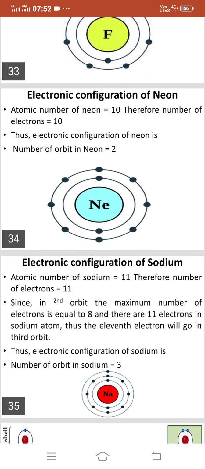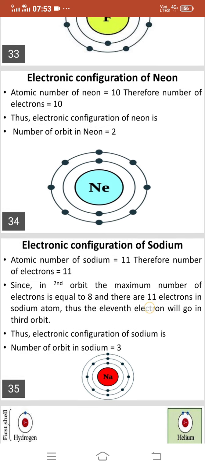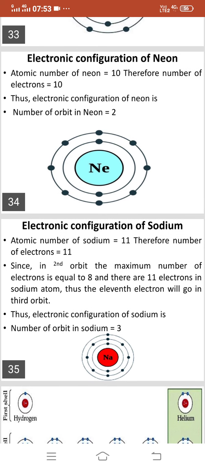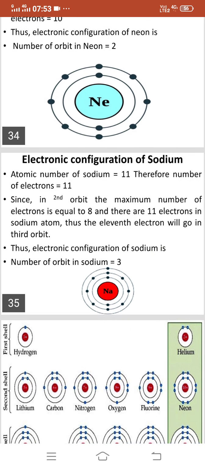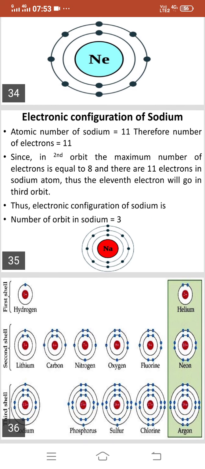Then you can see sodium. Atomic number of sodium is 11. Electrons are also 11. So since in the second orbit the maximum number of electrons is equal to 8 and there are 11 electrons in the sodium atom, thus the 11th electron will go to the third orbit. So you can see there are 3 orbits in sodium and the electronic configuration is 2, 8, 1. 2 electrons are present in the first orbit, then 8 electrons in the second orbit and 1 electron in the third orbit.